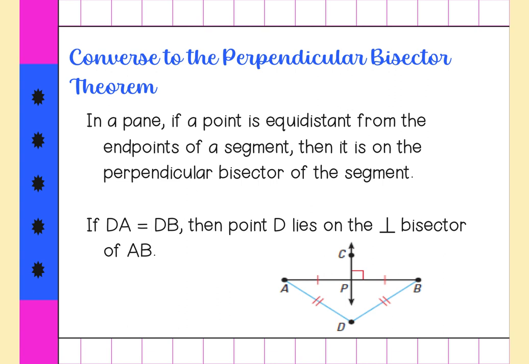The converse to the perpendicular bisector theorem switches the if and the then. It says in a plane, if a point is equidistant from the endpoints of a segment, then it's on the perpendicular bisector of the segment. So for example, we're looking at point D this time. Because these are marked as congruent, we would know that D is equidistant from the endpoints. Then it's determined that D lies on the perpendicular bisector of AB. So if DA equals DB, then point D lies on the perpendicular bisector of AB.